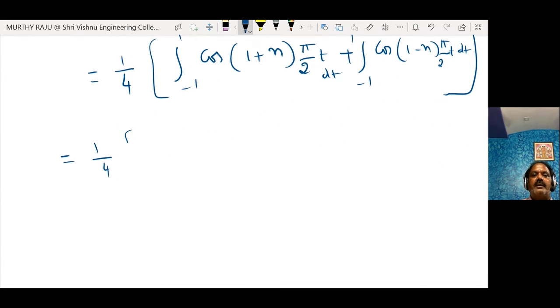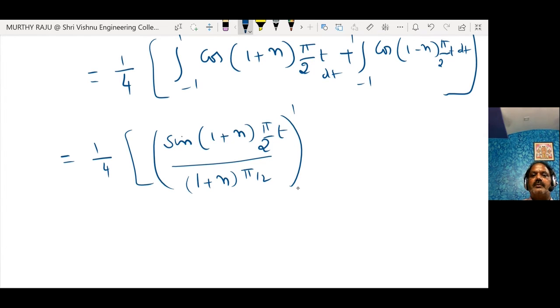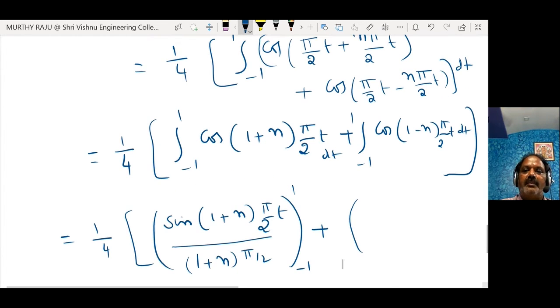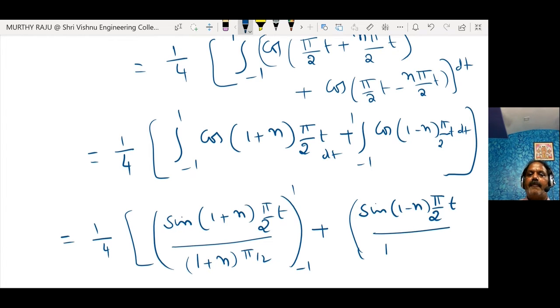That is equal to 1 by 4. The integral of cos of 1 plus n pi by 2 t is sine of 1 plus n pi by 2 t by 1 plus n pi by 2, from 1 to minus 1, plus the integral of cos of 1 minus n pi by 2 t dt, which is sine of 1 minus n pi by 2 t by 1 minus n pi by 2, from minus 1 to 1.